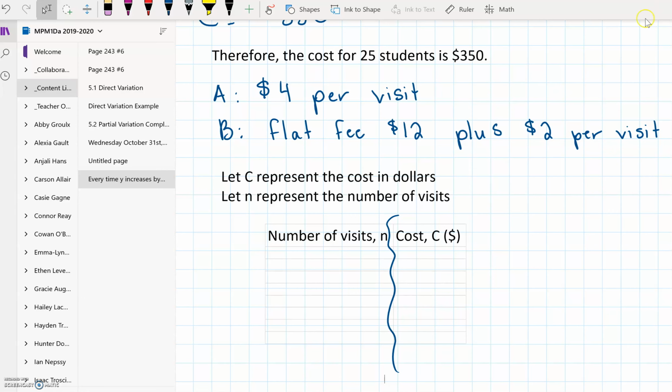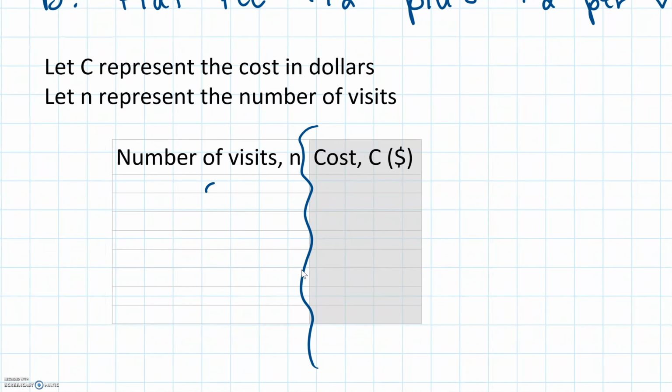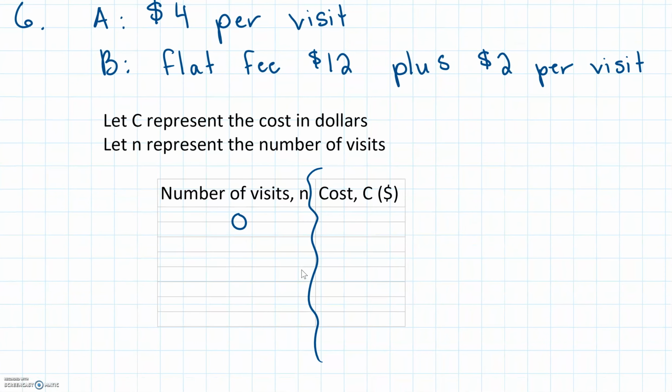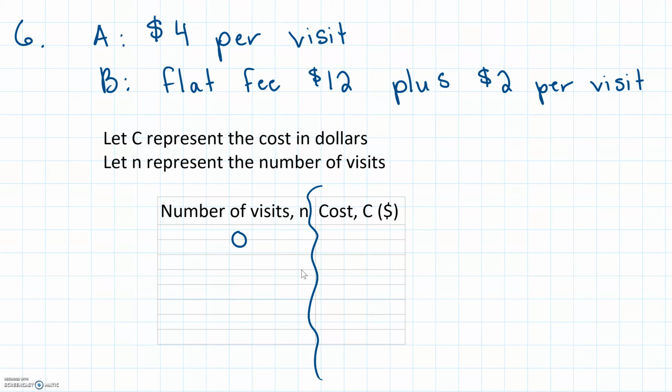Okay, so the last video ended on me starting the table of values. So let's continue that. I want my number of visits to start at 0, and we have to know that the cost for 0 visits will depend on which membership you're talking about. So you need to label which membership you're talking about at the top of your table. So here, I'm going to start with membership A.